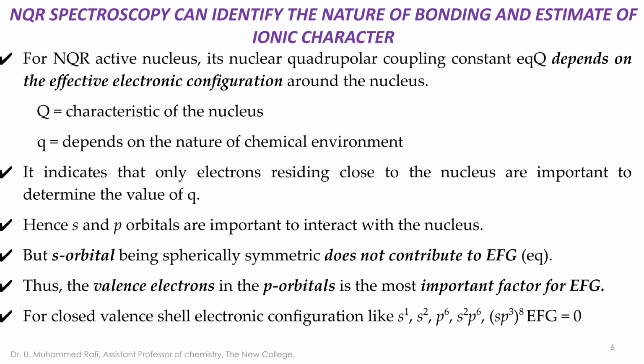NQR can identify the nature of bonding and estimate ionic character. The nuclear quadrupolar coupling constant, eQq, depends on the effective electronic configuration. Specifically, valence electrons in p orbitals are the most important factor for EFG, while s orbitals do not contribute.